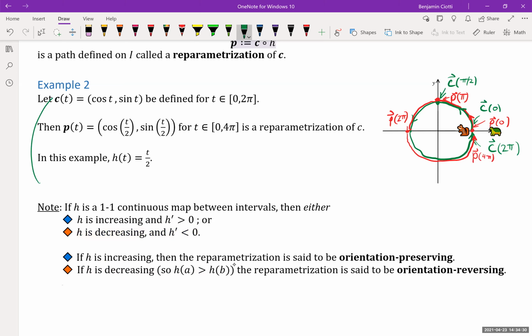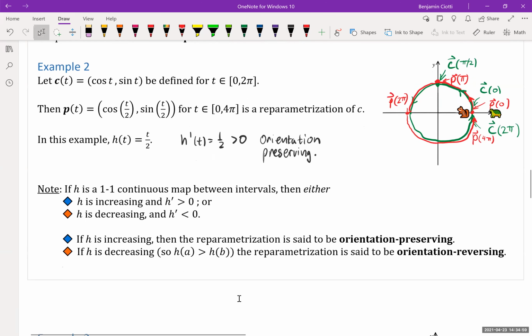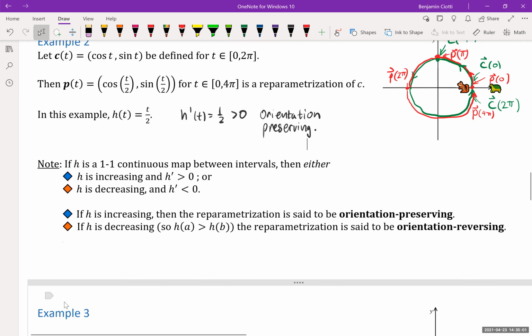In example 2 right here, h prime was 1/2, which is positive. So this one was orientation preserving. Even though it went slower, it was still going in the same direction. So let's look at one that would be orientation reversing.